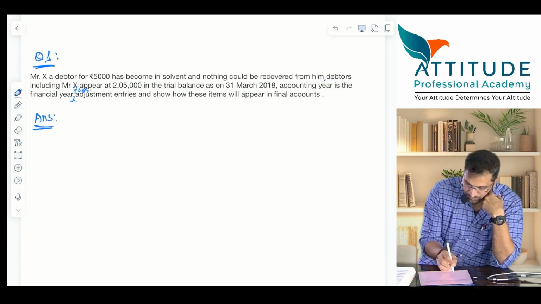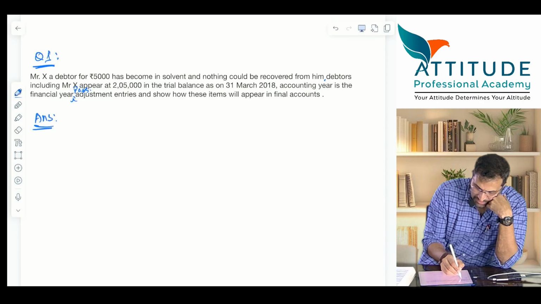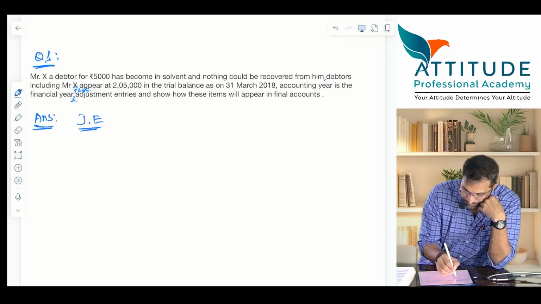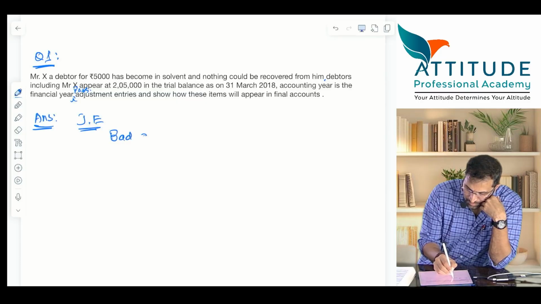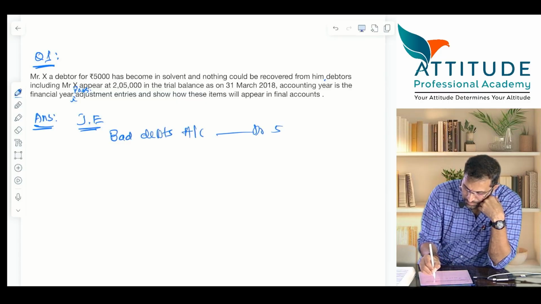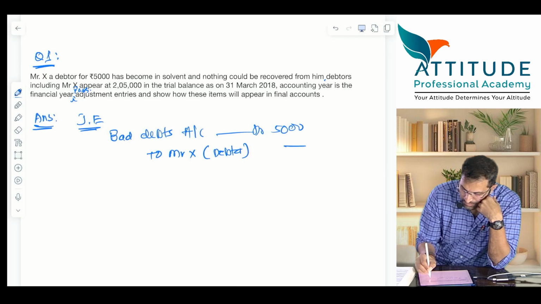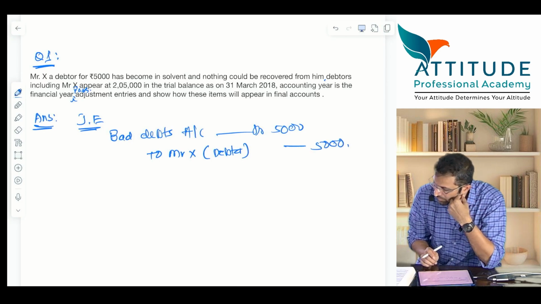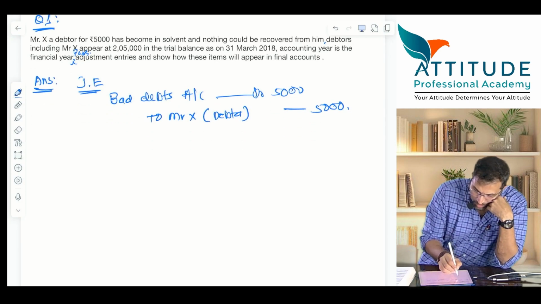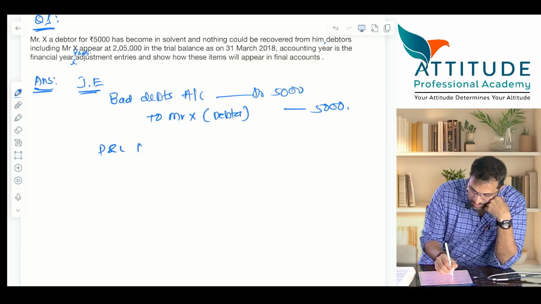Now have a look at it. First I'll pass the journal entries. Journal entry for bad debts, please tell me. Bad debts account debit 5,000 to Mr. X. Who is Mr. X? A debtor. 5,000. Correct? Now tell me, how will it appear in profit and loss account?